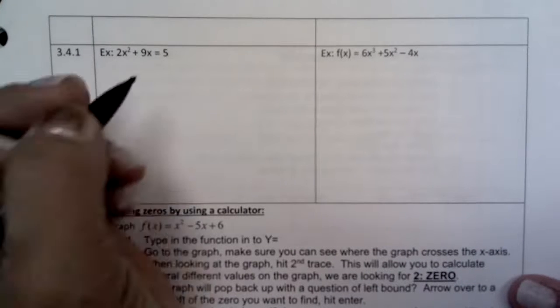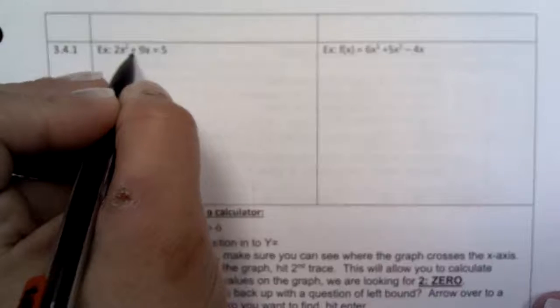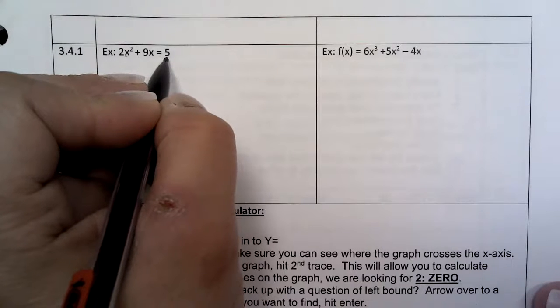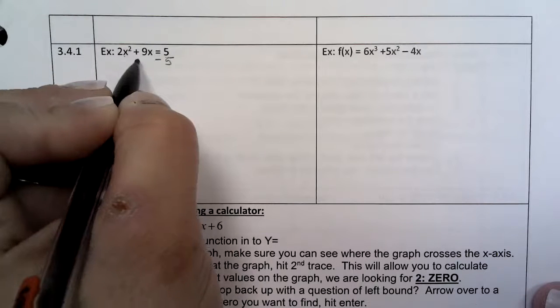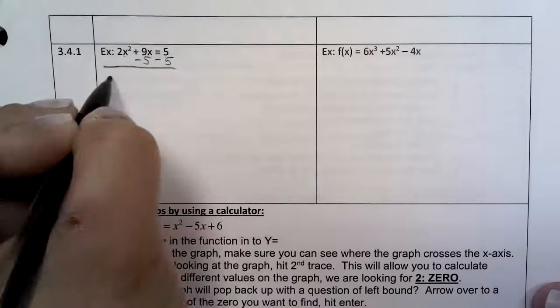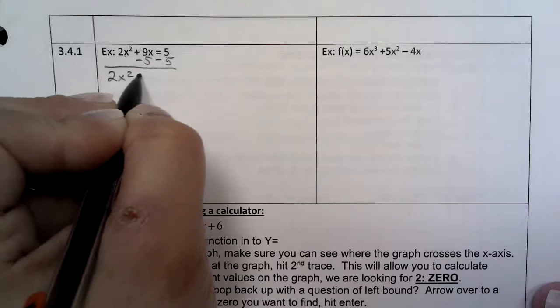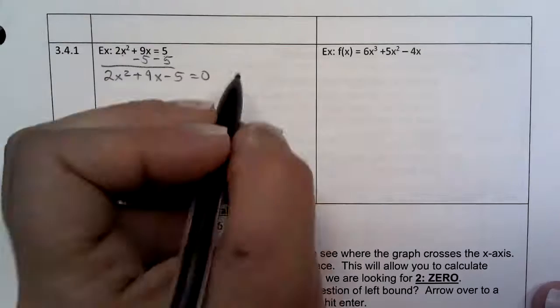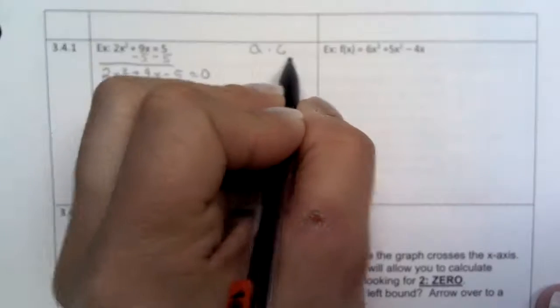So this next one, here I have 2x squared plus 9x equals 5. Well, I don't want it set equal to 5. I want it set equal to 0. So I need to subtract 5 from both sides, and I get 2x squared plus 9x minus 5 equals 0. Now I can go on ahead and solve it just like normal.